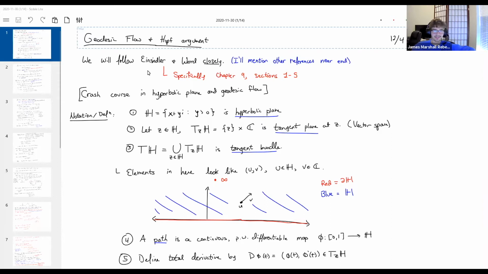As I was saying, I follow Einsiedler and Ward really closely, so if there are any details that you have questions about that I'm not able to answer, it's probably in that book somewhere. That's basically it.